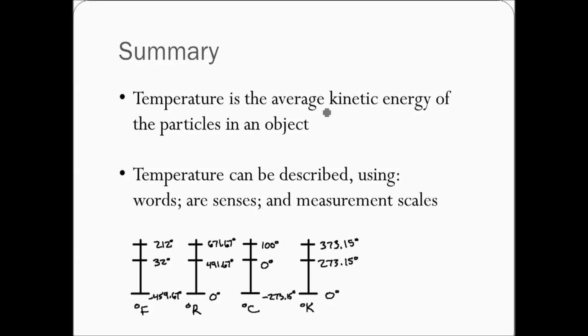So summary, temperature is the average kinetic energy of the particles in an object. Temperature can be described using words, our senses, like touch and sight, and measurement scales. The nice thing about measurement scales is the other words and senses get us in the ballpark of what we're talking about. You can be very accurate. You can say for Celsius, it's 20 degrees Celsius, and that is pretty exact using measurement. And that's the kind of accuracy we need when we're dealing with processes.